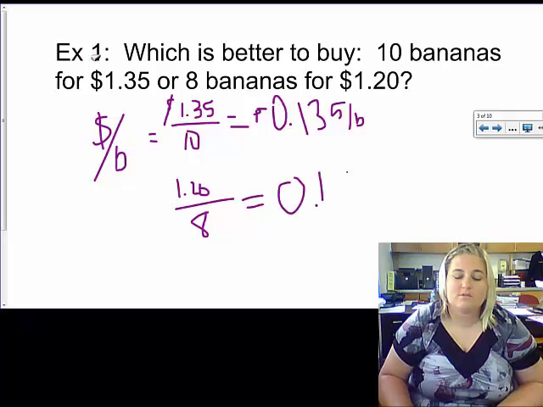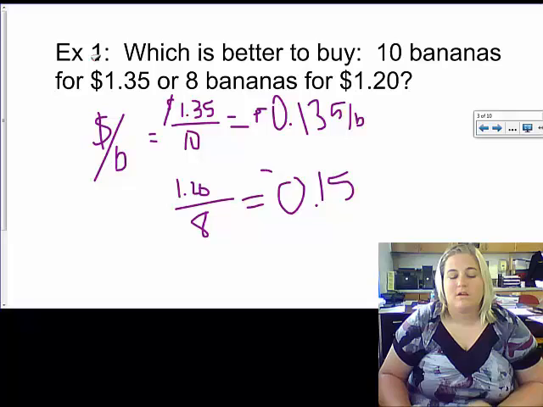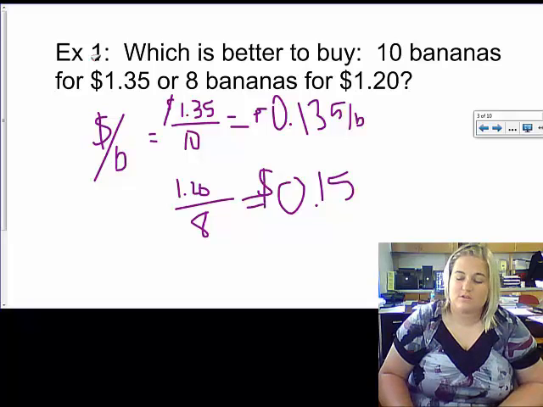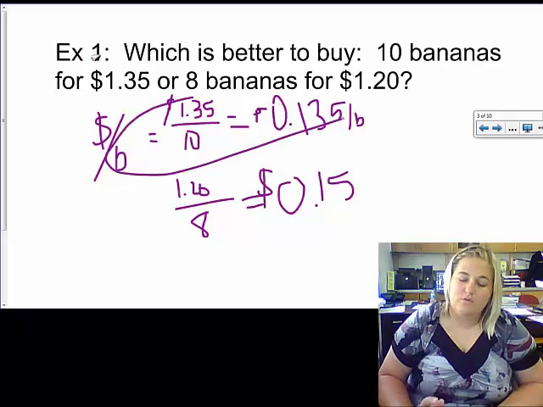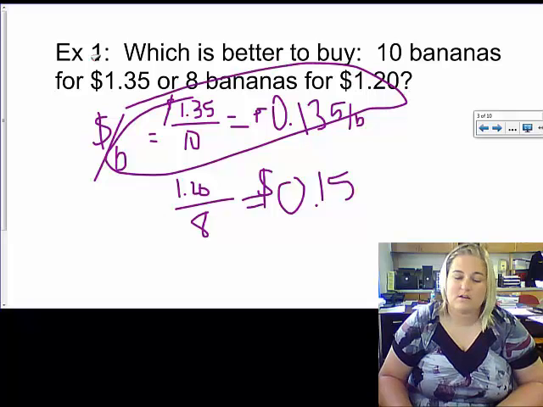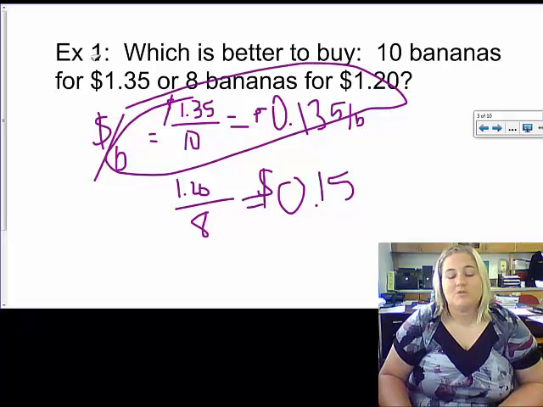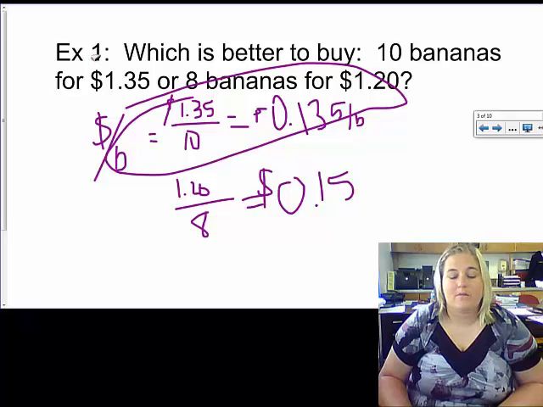So we want to know which one is the better buy. Well, the better buy is the one where you're paying a cheaper amount per banana that you're buying. So the better buy would be the first one, the 10 bananas for $1.35, which is 13.5 cents per banana.